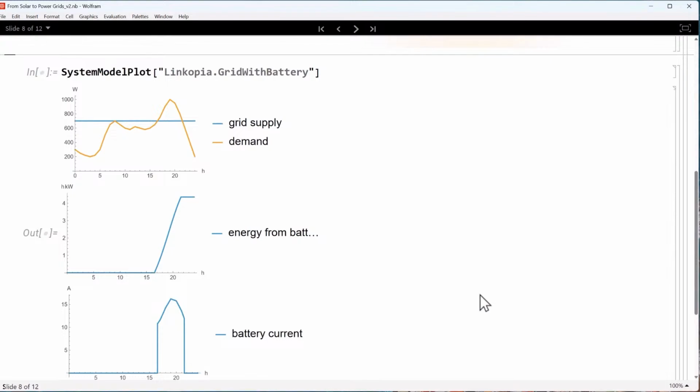Once the setup is ready, I can easily experiment with different battery types and capacities, and then simulate how the system performs.